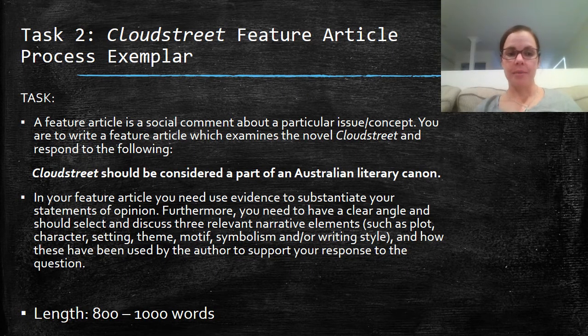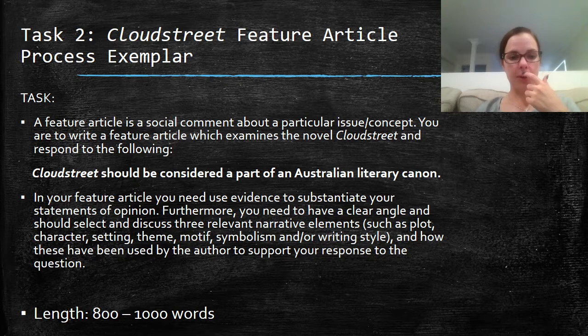Hi there. Today I'm going to talk you through the second task for Year 12 English, which is the feature article based on the novel Cloudstreet. As a reminder, a feature article is a social comment about a particular issue or concept. You are to write a feature article which examines the novel Cloudstreet and respond to the following statement. Cloudstreet should be considered a part of an Australian literary canon.